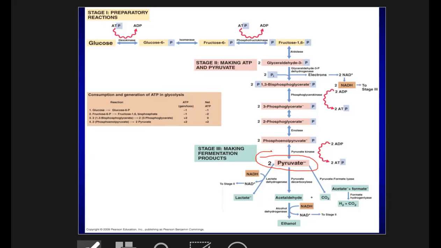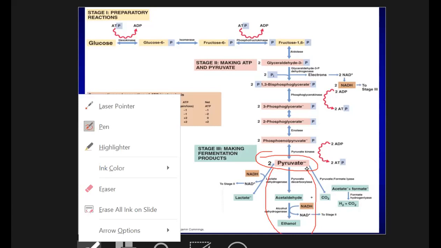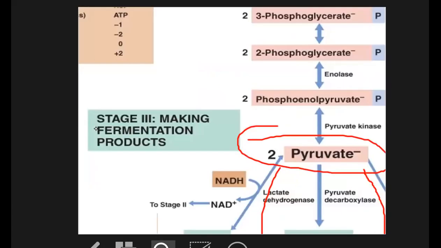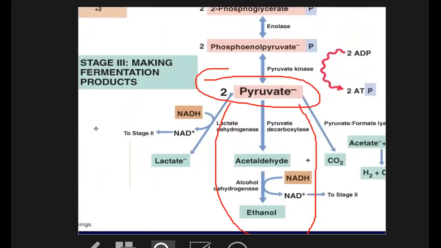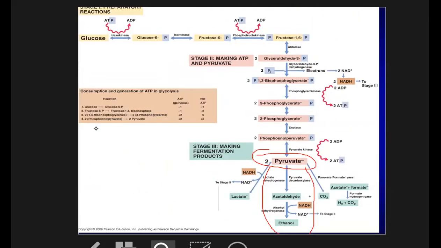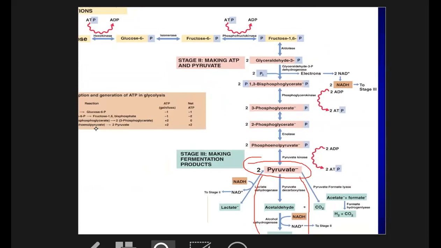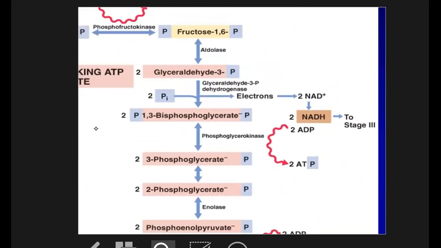And one we're probably most familiar with is the one that goes straight down to ethanol production. But you see, with ethanol production, NAD plus does get made, and it is useful. So if you look at that more closely, NAD plus is getting made, and then it says that goes to stage 2. So if you go back to stage 2 and look a little bit more carefully, you can see NAD plus there.